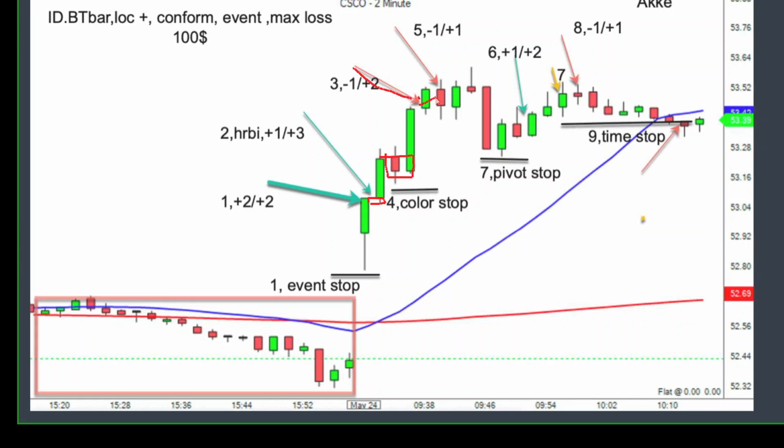Profit take up here. Great. Stop to color. I think that's justified. I think stop to color is justified once you get up here.